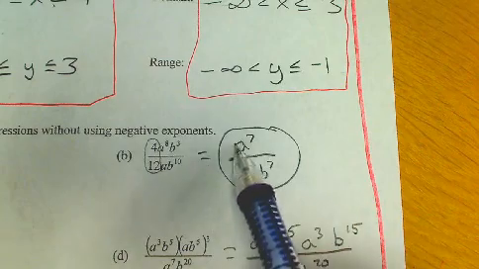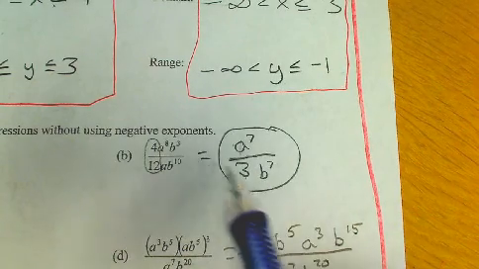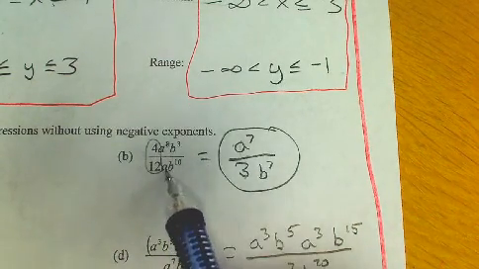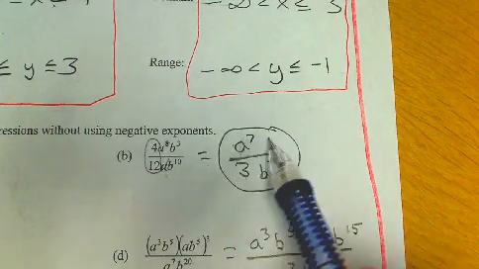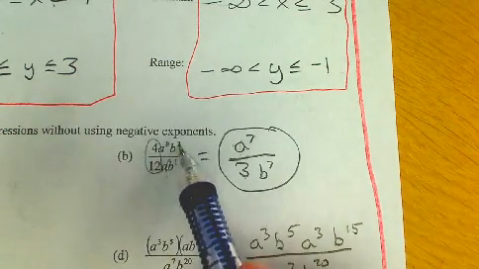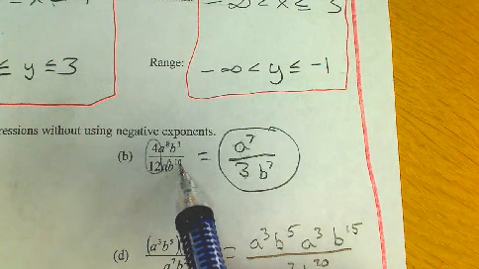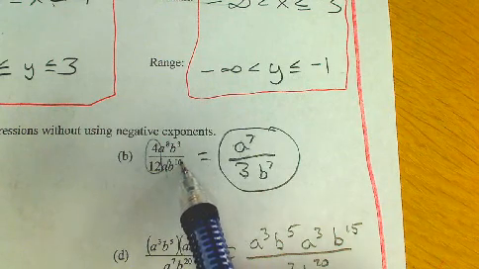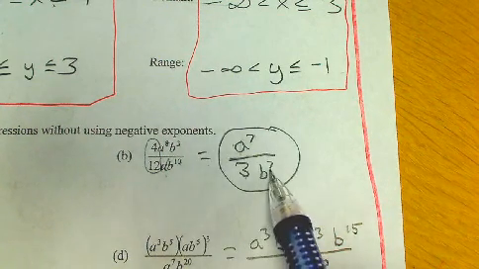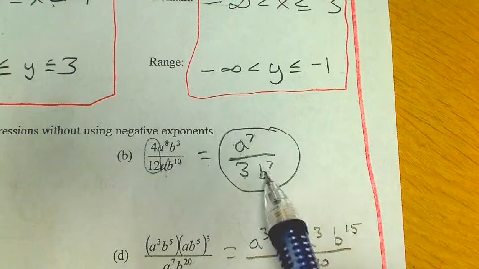Four over 12 reduces to 1 over 3. A to the 8th over a to the 1st. Subtract the exponents and I get a to the 7th. 3 minus 10, I'm subtracting the exponents, and I end up with b to the -7, which means it's down in the denominator, and it's b to the 7th.